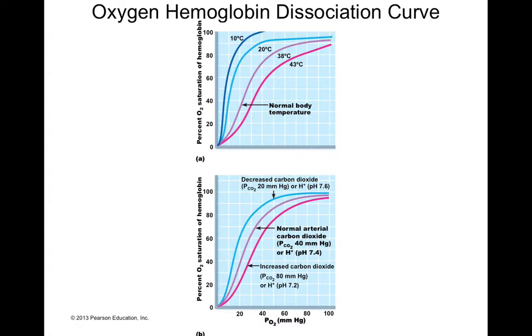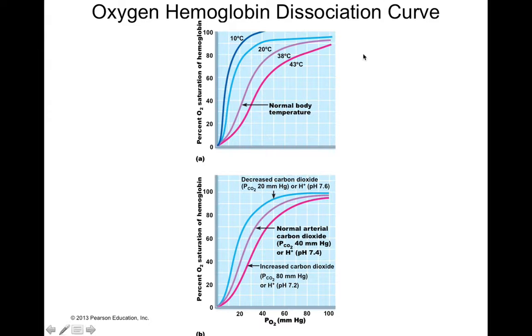Okay. So let's compare these graphs, you guys. Let's just pick a little reference point. Let's say 50 millimeters of mercury right here. So this is what hemoglobin will saturate at different temperatures, but at 50 millimeters of mercury of oxygen, hemoglobin saturates differently with different temperatures. So which one is the most saturated?